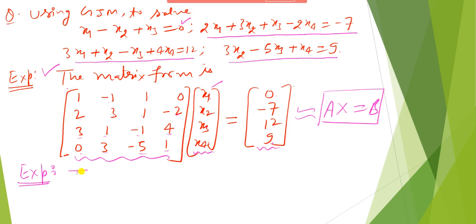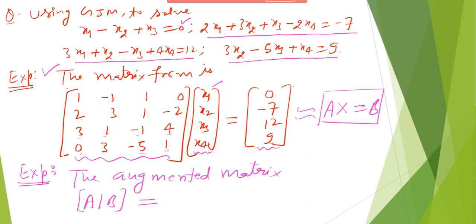So the augmented matrix AB is equal to 1, minus 1, 1, 0, 0; 2, 3, 1, minus 2, minus 7; 3, 1, minus 1, 4, 12; 0, 3, minus 5, 1, 9. So this is the augmented matrix.